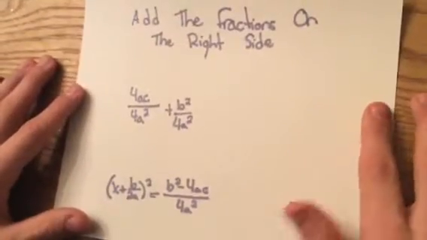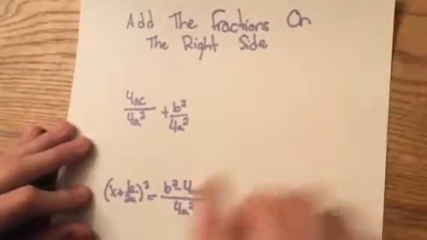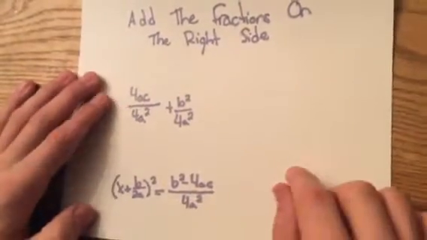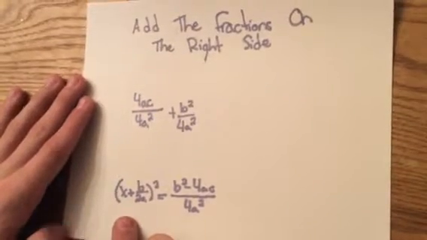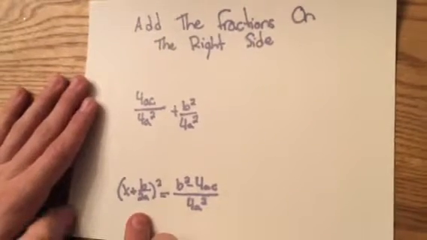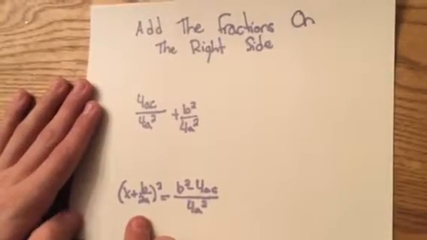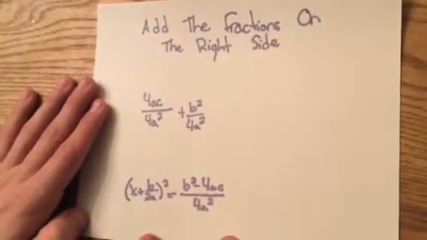Add the fractions on the right side. By adding the fractions on the right side, the equation will now look like x plus b over 2a squared equals b squared minus 4ac over 4a squared.